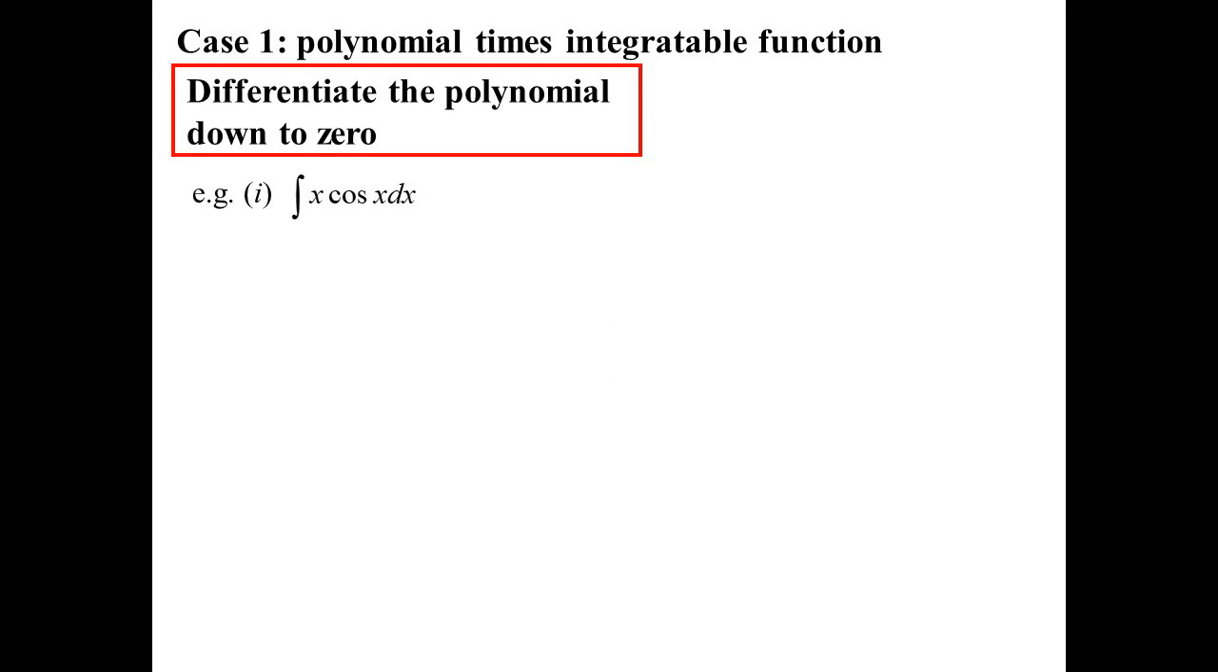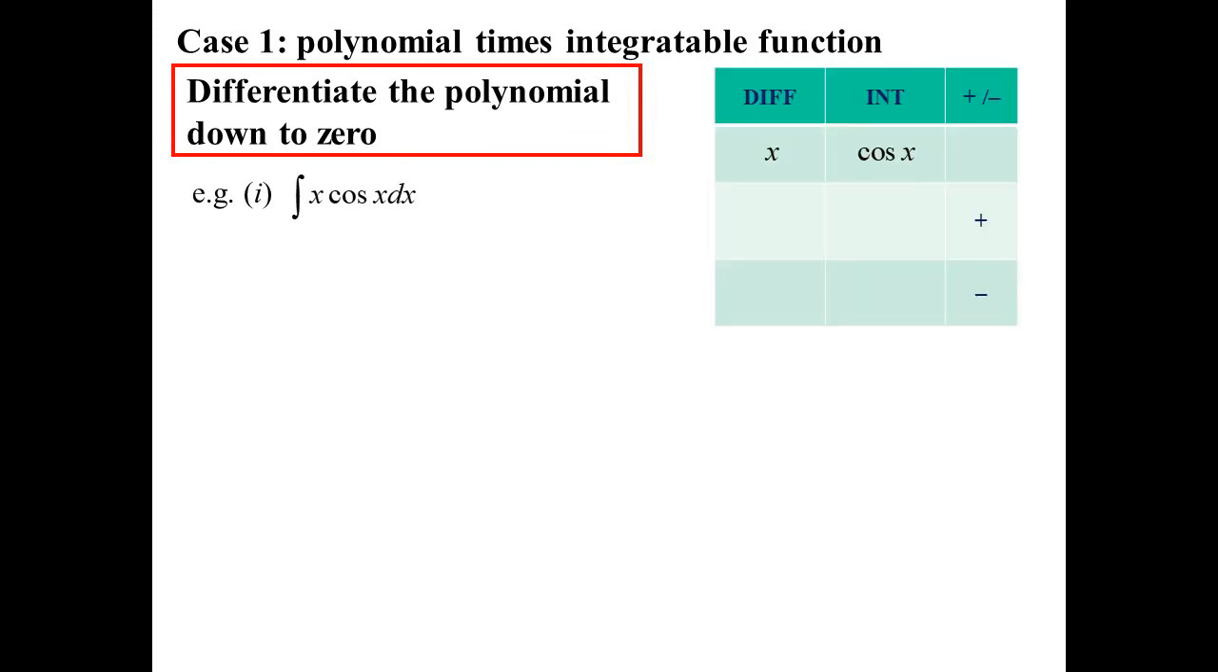But a polynomial times something that can be integrated: we will end up differentiating the polynomial down to 0. So here's the integral of x cos x. Set up the table, and the first row goes the question. In this case it's the x I'm going to differentiate, the cos x I'm going to integrate. Down in this column, the first line's blank, but then I go plus, minus, and if I get more rows, plus, minus, and so on.